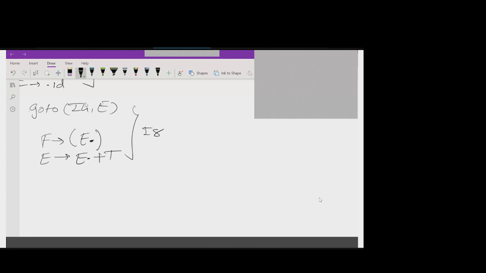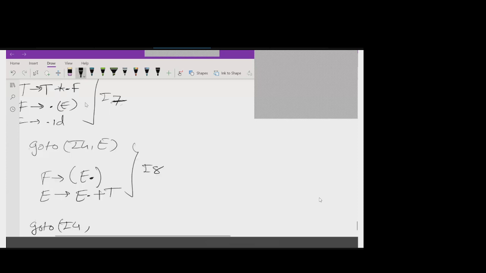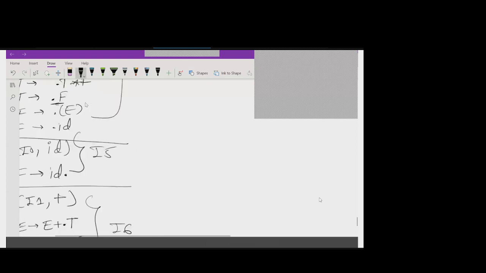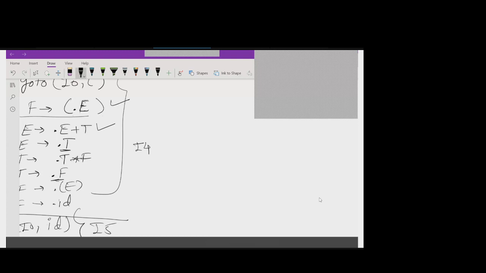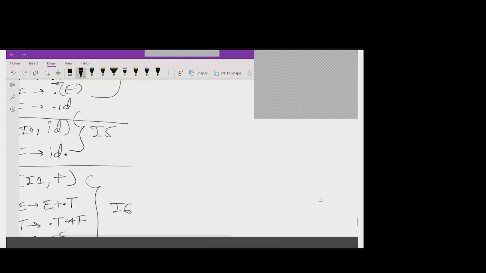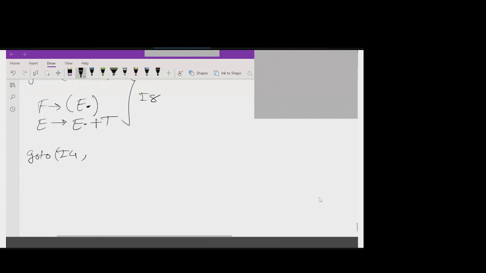So yes or no? Okay. Now the next thing would be next. अभी I4 खत्म नहीं हुआ, so क्या करेंगे? Go to I4 comma क्या है? I4 comma T, right? So अभी go to I4 comma T करोगे तो आपका प्रोडक्शन क्या आएगा?